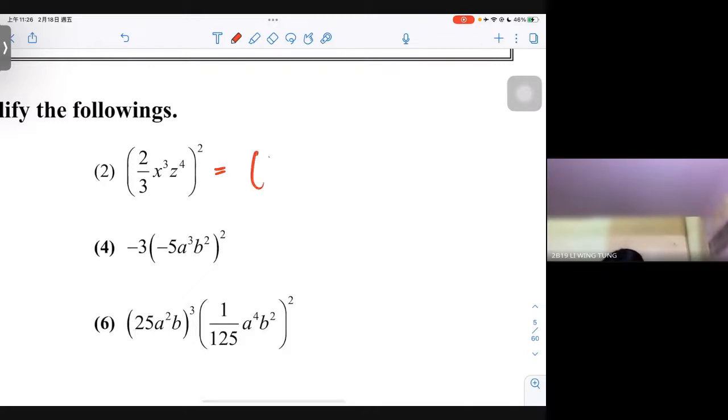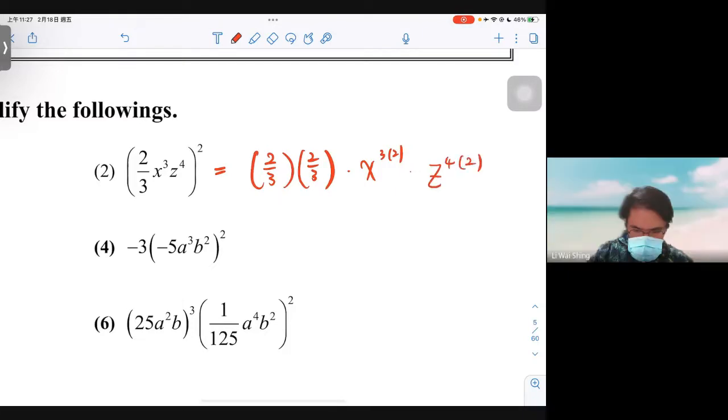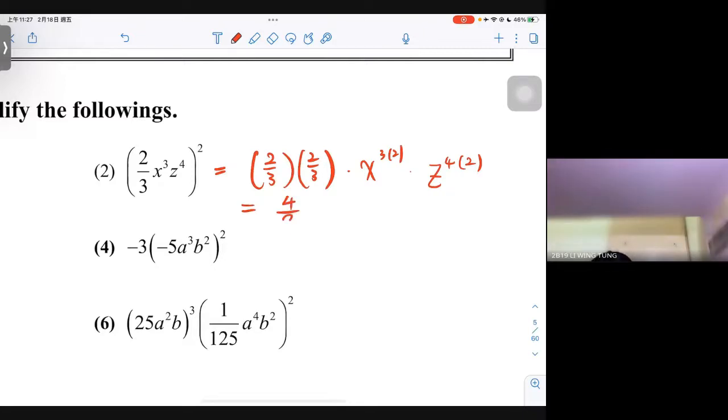2 over 3 times 2 over 3. Yes. X to the power 8 times to the power 2. Yes. Z to the power 4 times the power 2. Yes, so what is the answer? 4 over 9 x to the power 6 z to the power 8.